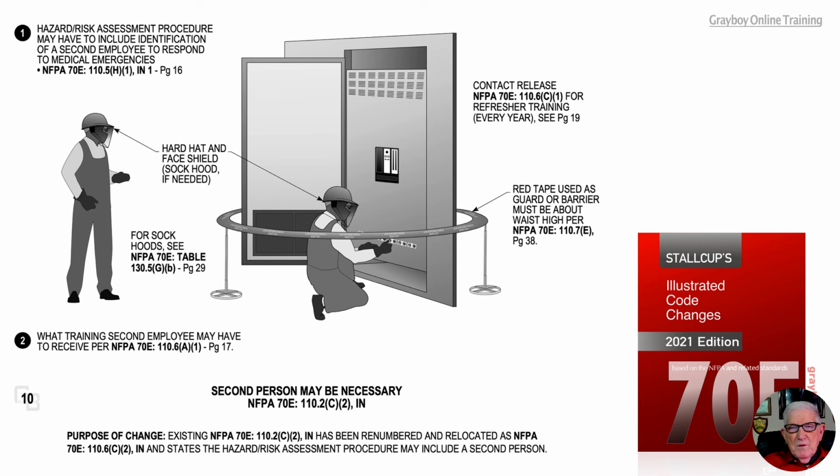110.6C2 informational note. Now notice number 1 to the left top side of the illustration is a hazardous risk assessment procedure. It must include identification of a second person employee to respond to medical emergencies. And that's the hazard and risk assessment that would be taken in accordance with 110.5H1 Informational Note 1 on page 16.